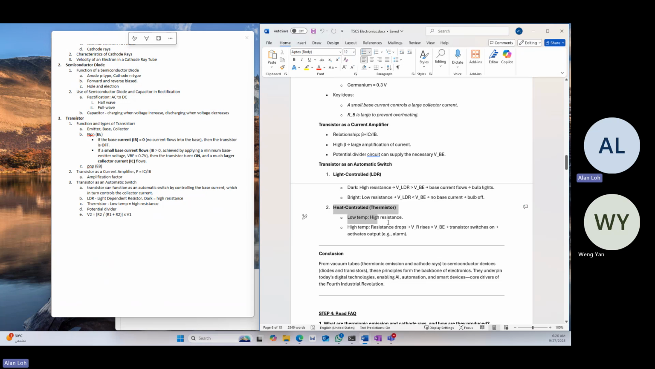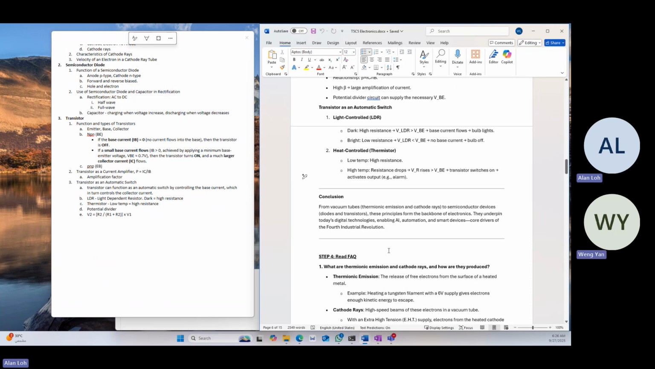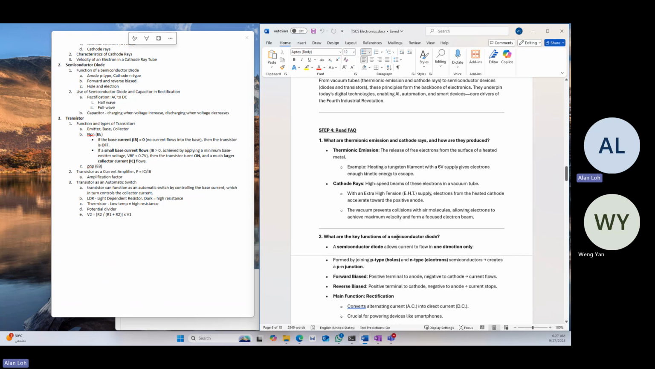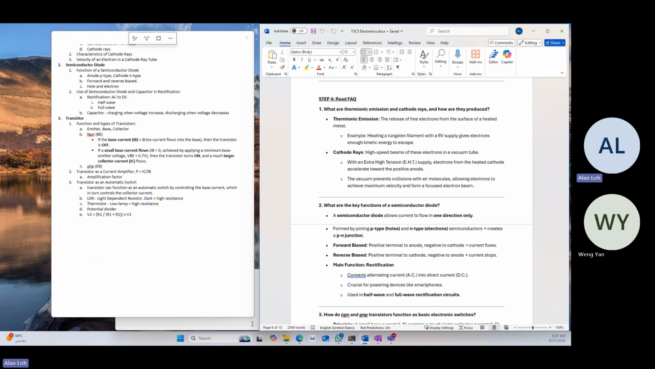And for the heat, it's also similar. When there is a heat increase, the temperature increases, then it will trigger an alarm, for example a fire alarm. So you don't need somebody to run over there and turn on the switch. It will be done automatically. Or you can turn on a fan or an aircon, depending on the temperature. So that is step number 3.